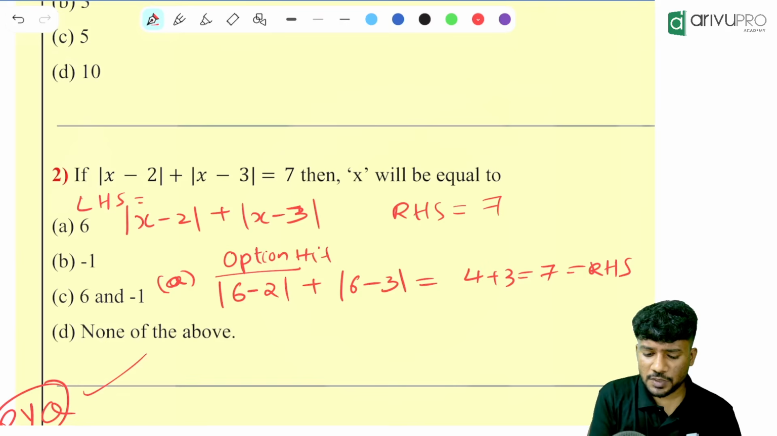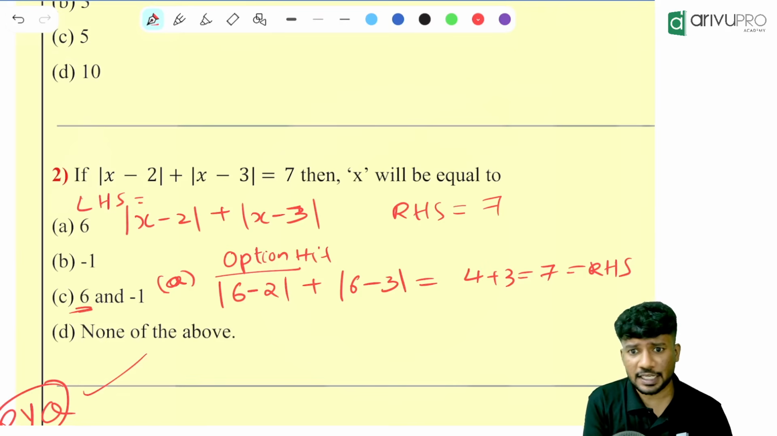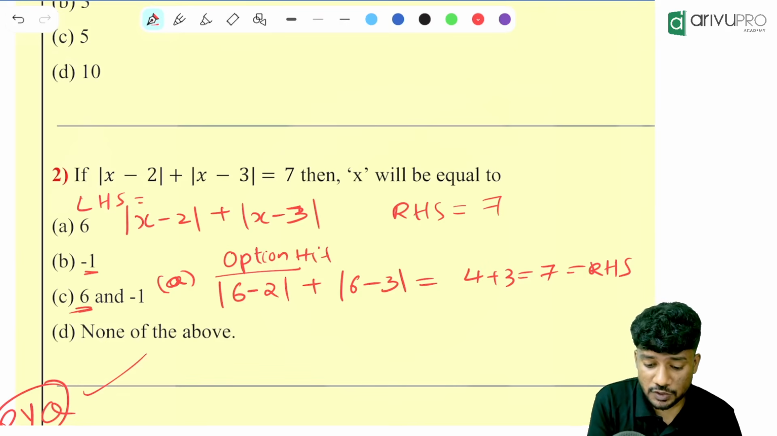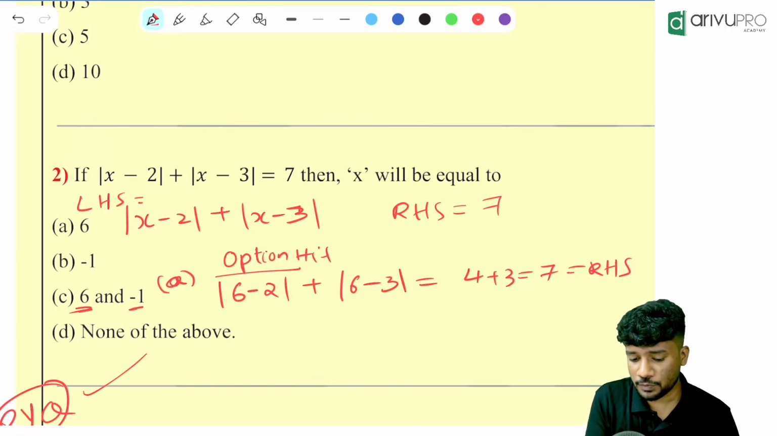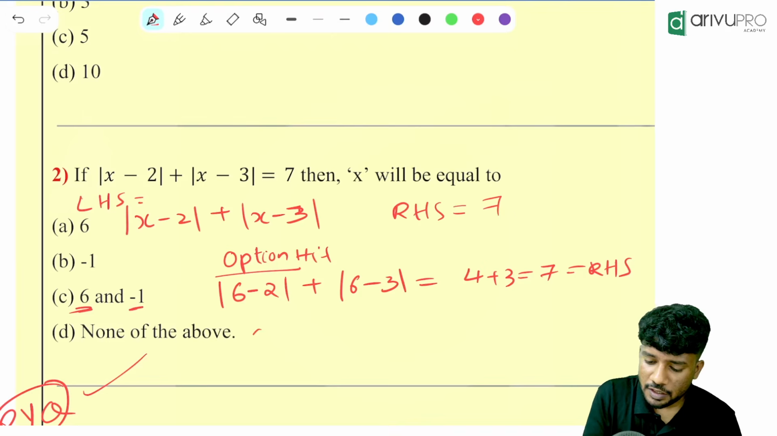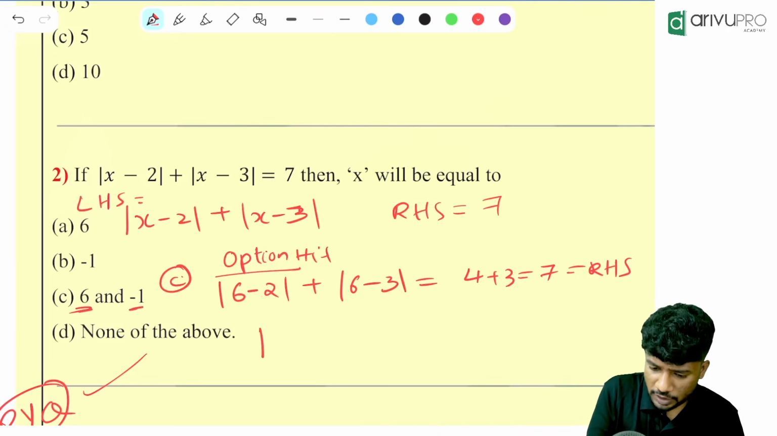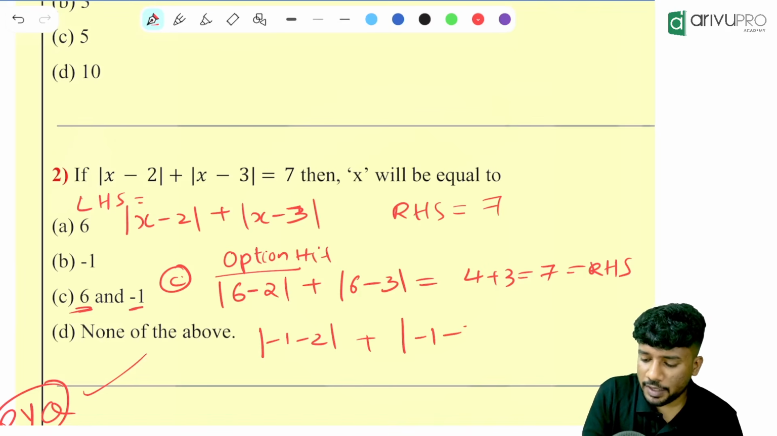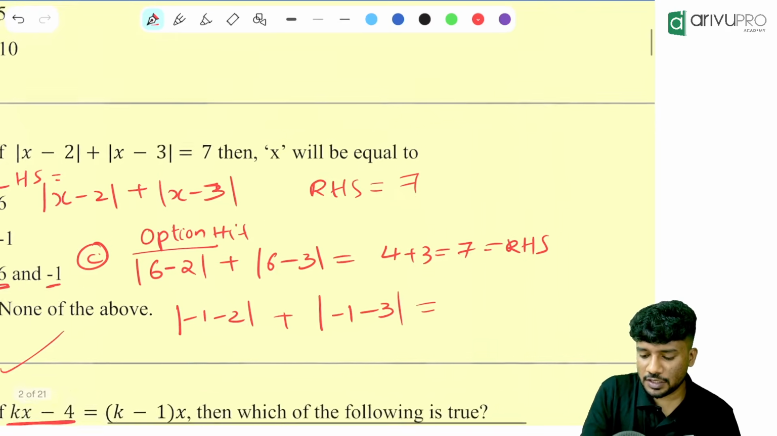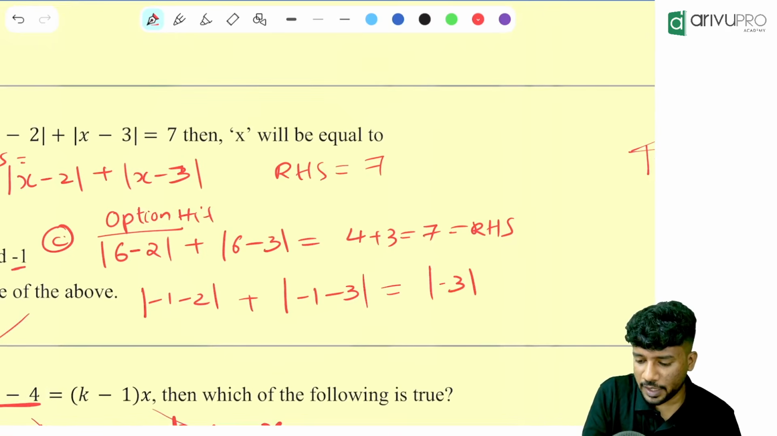Now if you ask me, there is also one more option containing that. That is option C is also there. So we should try minus 1 also. We are trying option C. Modulus of minus 1 minus 2 plus modulus of minus 1 minus 3. Close the modulus. How much is it now? Modulus of minus 3 plus modulus of minus 4.